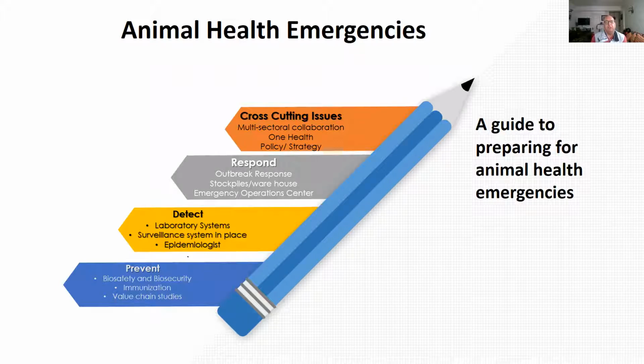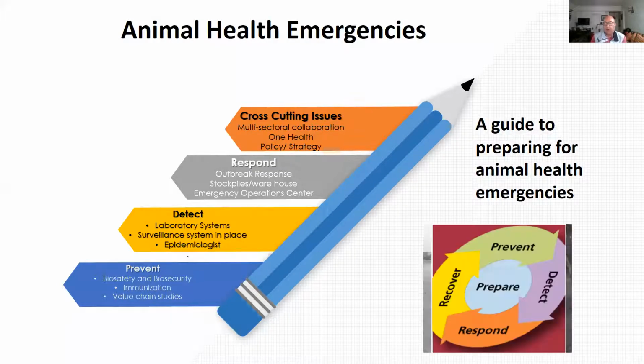And these are some of the cross-cutting issues when you are dealing with animal health emergencies. For example, multi-sectoral collaboration. A single sector cannot handle disease. And these days, if you have a zoonotic transboundary animal disease, it can be a One Health approach. And do you have sufficient policies, strategies, etc.?